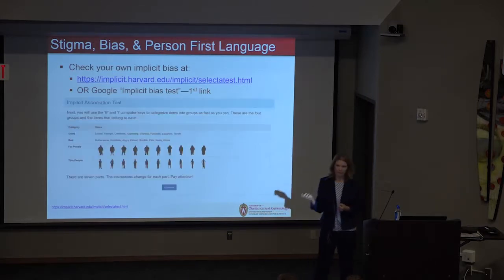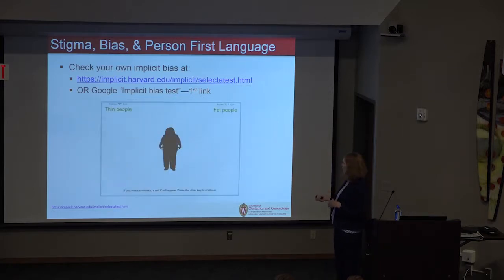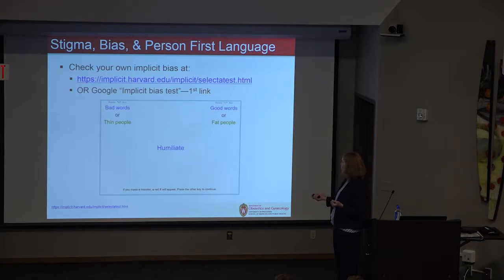Essentially, this test gives you a list of good terms, a list of bad terms, and shows you the silhouettes of patients with obesity and the silhouettes of people without obesity. What you're asked to do is categorize either the silhouette into one of the two groups or the term into either good word or bad word. And then they group the words differently. Either they group bad words with the term fat people, or good words with fat people, or then they switch it around.